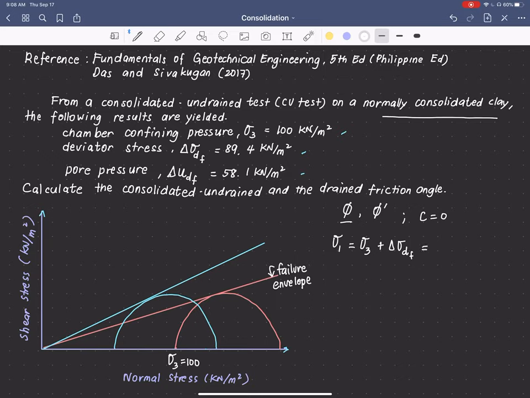So the major principal stress becomes 100 plus 89.4, and that would be 189.4 kilonewton per square meter. So the major principal stress is equal to 189.4 kilonewton per square meter.